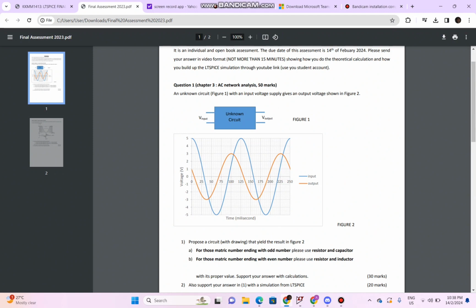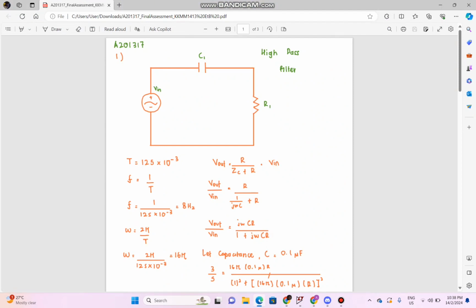The time is in millisecond, so the unit is in milli. Hence 125 times 10 to the power of -3. Then we sub into the frequency formula, f equals 1 over T, and we get 8 hertz. For omega, we use omega equals 2 pi over T. We sub in the value, and we get 16 pi.